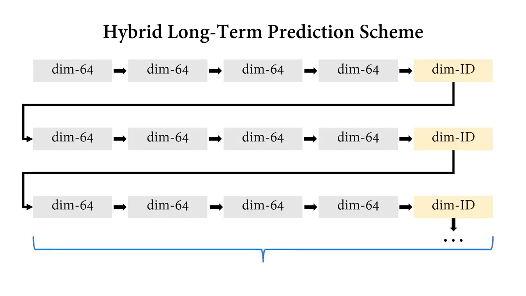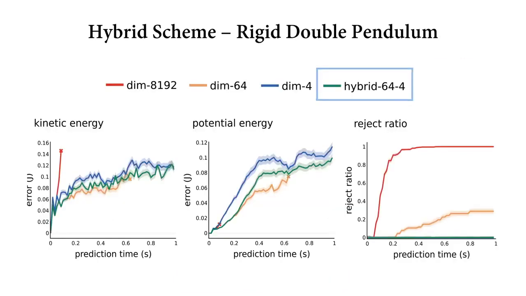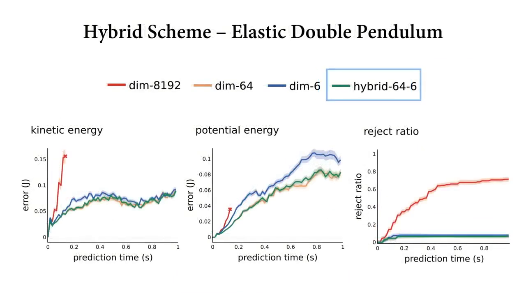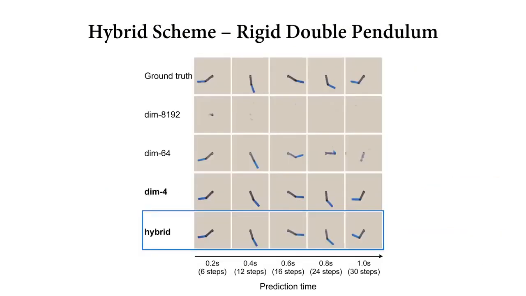For every few rollouts through the relatively low-dimensional latent features, such as the 8000 DIM scheme, a one-step prediction is followed over the space of neural state variables. As shown here by the green curve, our hybrid scheme offers both stable and accurate long-term predictions. Here are some qualitative examples.